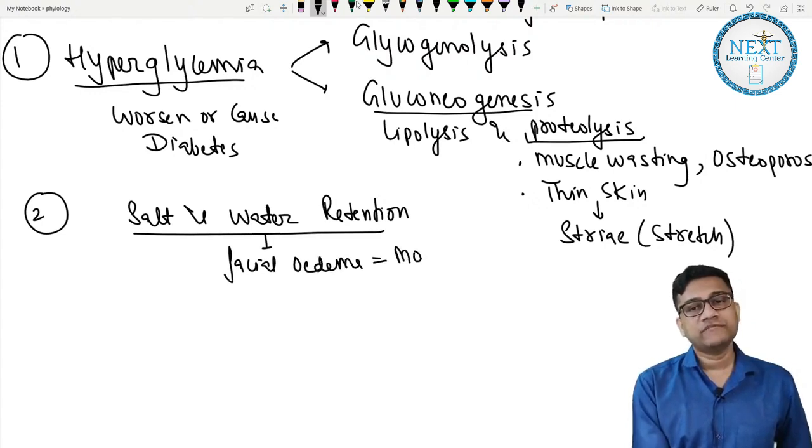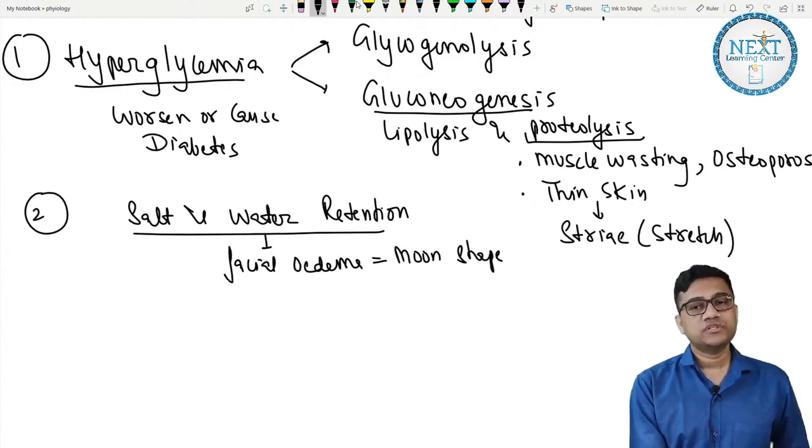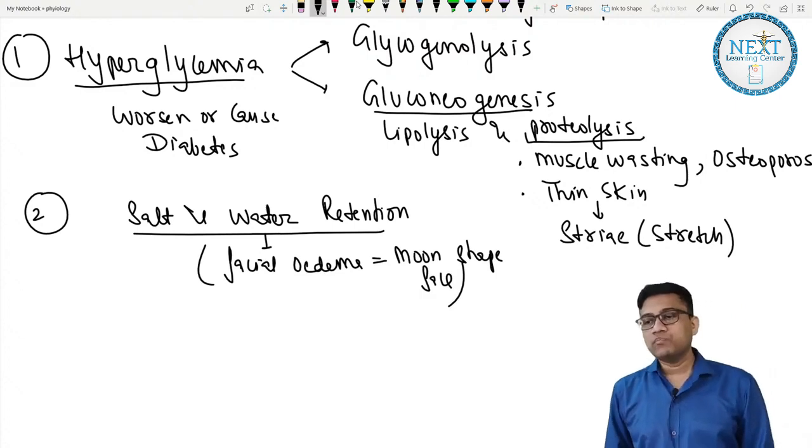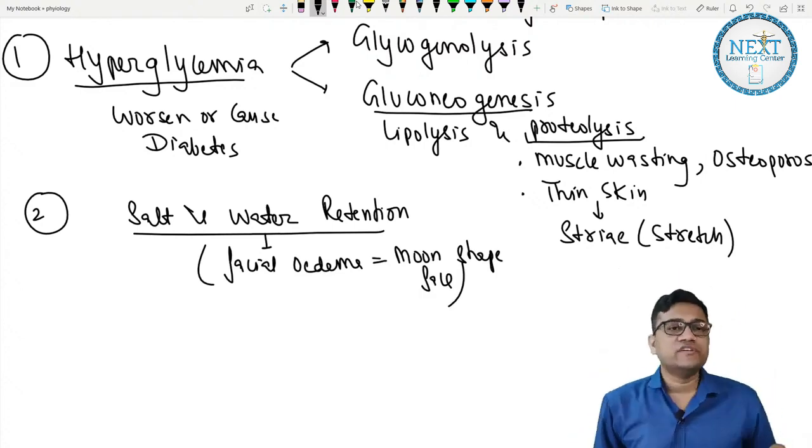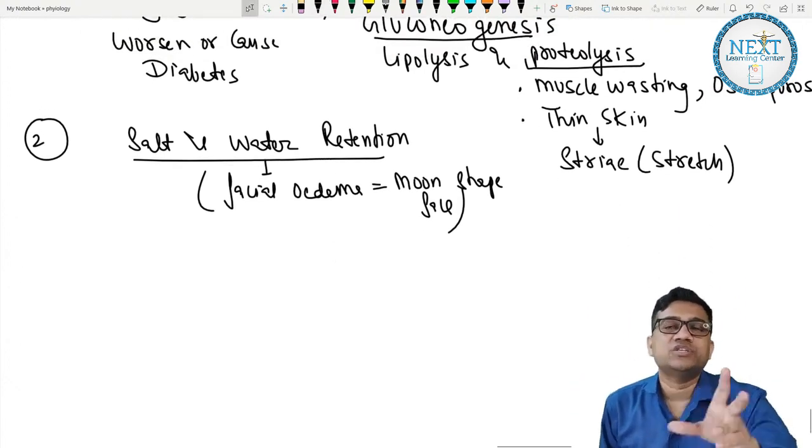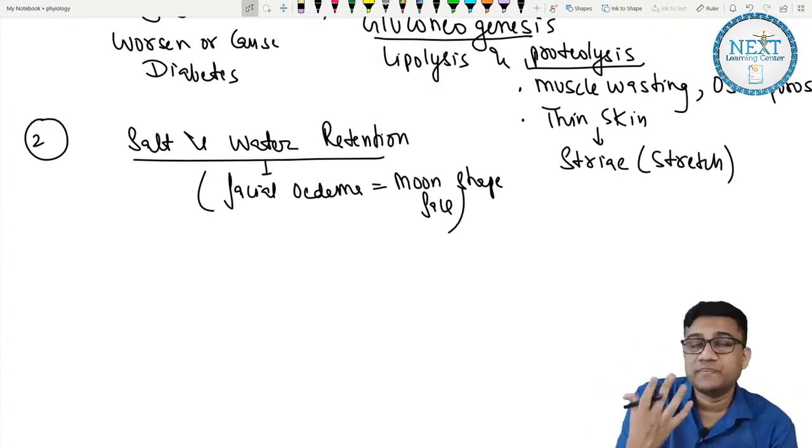And it becomes moon shape face. Moon shape face, also called as lunar phases. Okay, so it becomes moon shaped face, very common feature. Remember, whenever there is a salt and water retention, the edema is mainly facial.